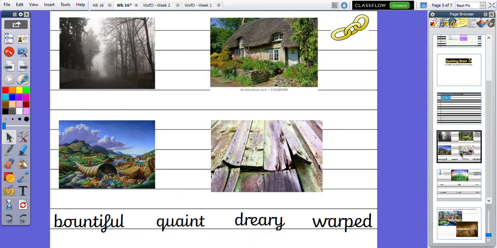So to start with, I want you to pause this video and go and research what these four words mean. So we've got the word bountiful, quaint, dreary, and warped. Once you've done that, I want you to try and match them to the correct picture. So you've got these four pictures here. Which do you think they match with? Okay, so pause the video and do that now.